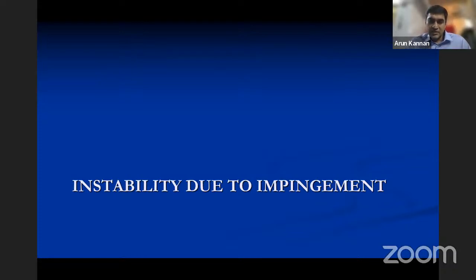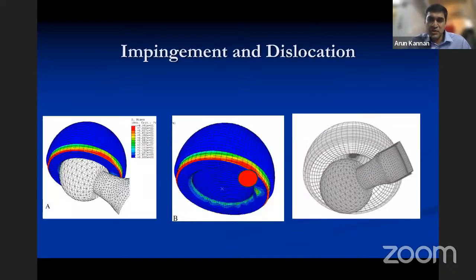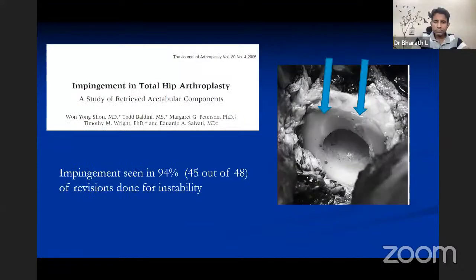So next we'll go to instability due to impingement. We all know impingement is a fairly established cause of dislocation in THRs and often leads to recurrent dislocations. This is, I think, one of the excellent studies on instability that I have seen. They had about 48 revisions for dislocation alone, and of course it was an old study based on old implants, but over 94% of patients had evidence of impingement when they were revised for dislocation, which tells us that impingement is one of the major factors when we come to dislocation.